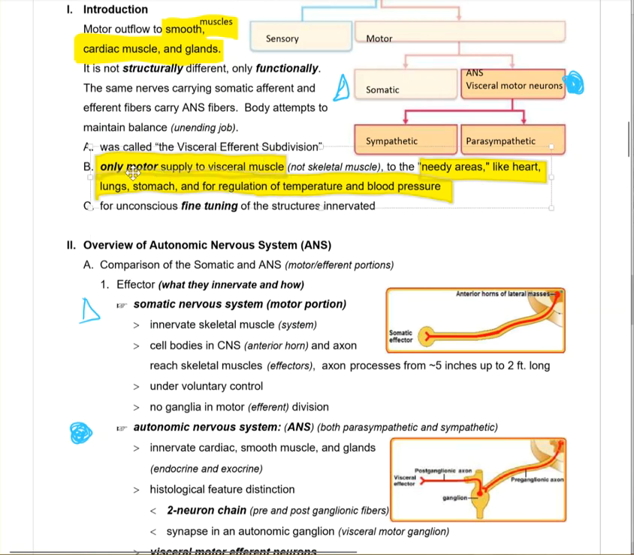And one other thing that maybe this implies, visceral muscle and glands is where the motor supply goes to. And this is unconscious or involuntary fine-tuning of the structures innervated. Okay, so everything happening in the ANS you don't have conscious control over.